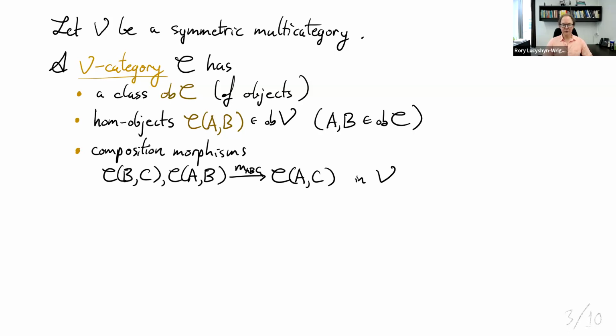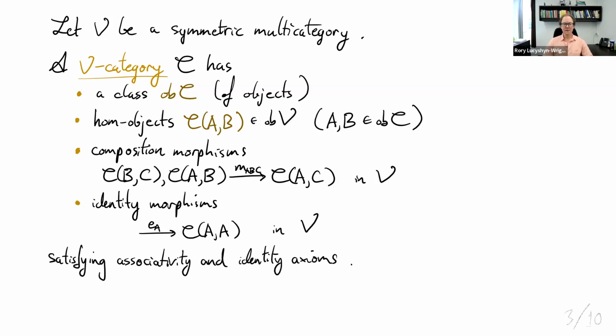And we ask for composition morphisms of the following form. So we have a morphism here in V from the list of two objects, script C B C and script C A B, to script C A C, providing composition given by a morphism in V. And we also want identity morphisms. These we express also as morphisms in V, where the domain is the empty list. So we have morphisms of this form valued in script C A A. And we ask that these data satisfy associativity and identity axioms.